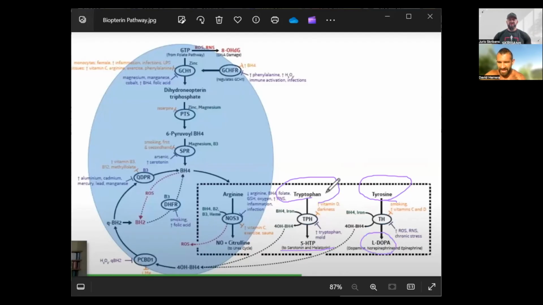look at that. And then if you see, there's lots of little interactions here, right? Tryptophan is influenced by vitamin D and darkness. So your vitamin D status is going to influence that. It can upregulate it or downregulate it. If we look over here, vitamin C and vitamin D influence the amount of tyrosine that's going to be turned into L-DOPA, right? And reactive oxygen species, right? We've talked about this in other videos where these are baseline things that are coming from the mitochondria.